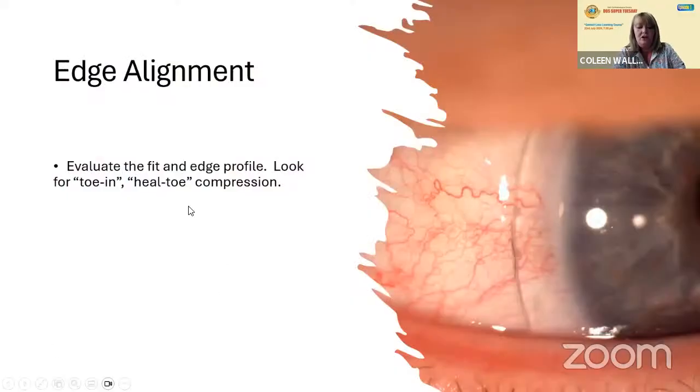The edge alignment should always be nice and smooth on the sclera. You always want to look for any kind of toe in, heel toe compression. You also want to look for lift at any area of the sclera or at the contact lens edge. If there's lift, there's going to be room for bubbles to get in through the lens. A way to test for that is you can take a fluorescein strip, tap it on the front surface of the contact lens, and have the patient blink a few times. If you see fluorescein leaking into the lens, then you know that there's lift somewhere along the lens. Find out where that lift is.